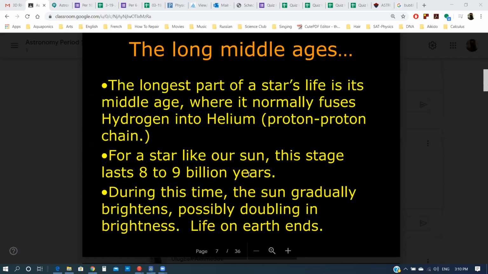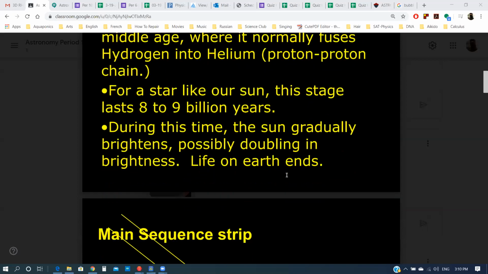The main mechanism by which the star produces energy is by fusing protons with protons. So hydrogen plus hydrogen becomes helium. The different mechanisms of reaching helium, we'll talk about them separately. So eventually, stars like our sun will drift away from the main sequence. They spend roughly 8 to 9 billion years. We can round this number to 10 billion years on the main sequence.